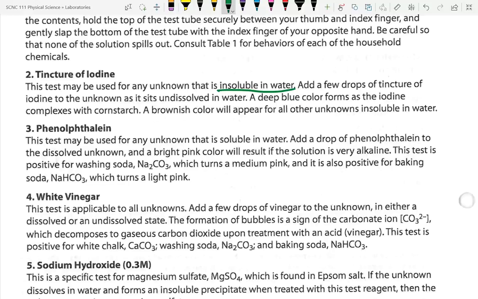Well, I can pretty clearly say this ain't cornstarch, right? Because it just stayed brown. It hasn't done much mixing here, but it stayed brown. There's been no bluing at all. And so I'd say, not cornstarch. And so I'd record that in my table.